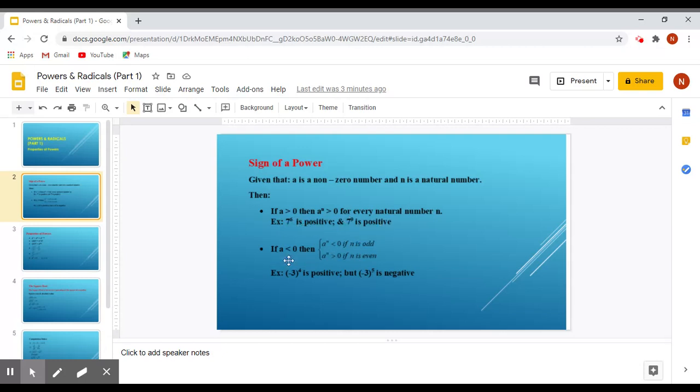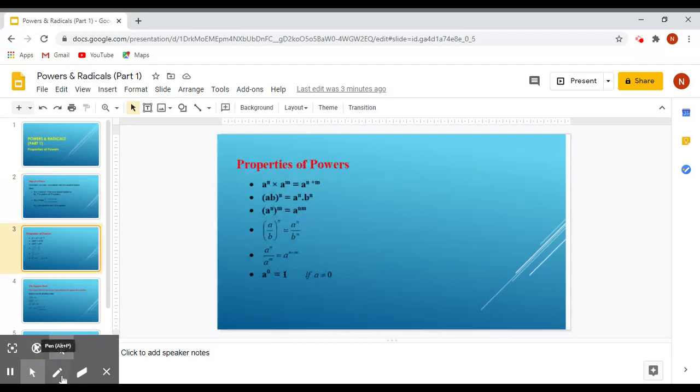If the number is negative, if it is raised to an even power, it will become positive. If it is raised to an odd power, it will remain negative. Example, minus 3 to the 4 is positive, minus 3 to the 5 is negative.